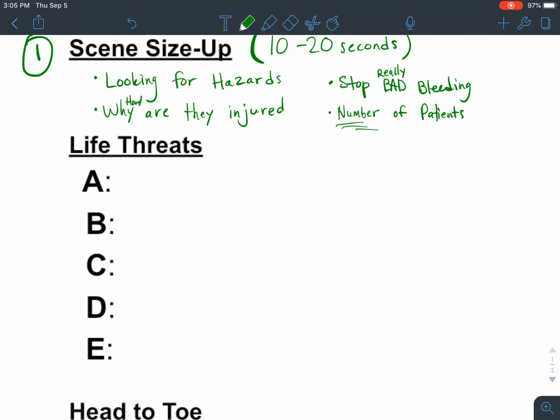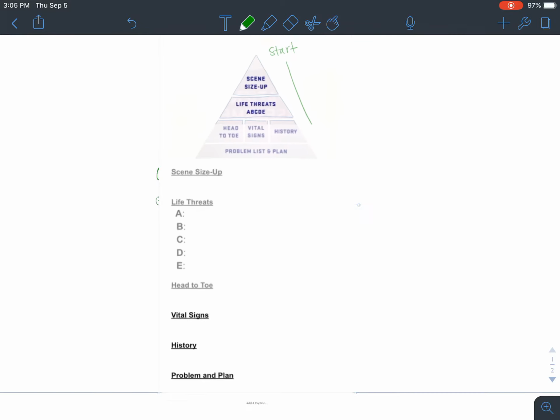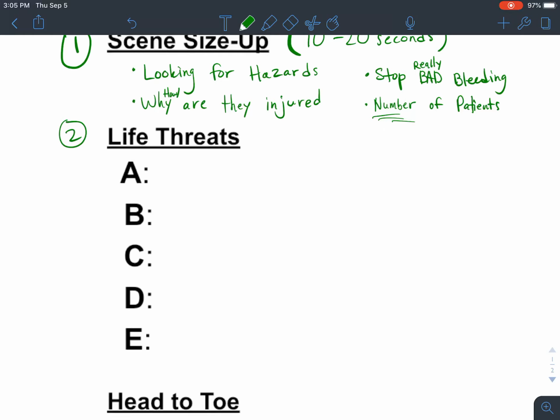Okay, the second thing that we need to do is look for life threats, meaning something that might threaten their life is an easy way to say that. So a way to remember what to do after you've done that 10 to 20 second scene size up is, initially, you need to identify yourself. Say, hey, I'm blah, blah, blah. Can I help you?